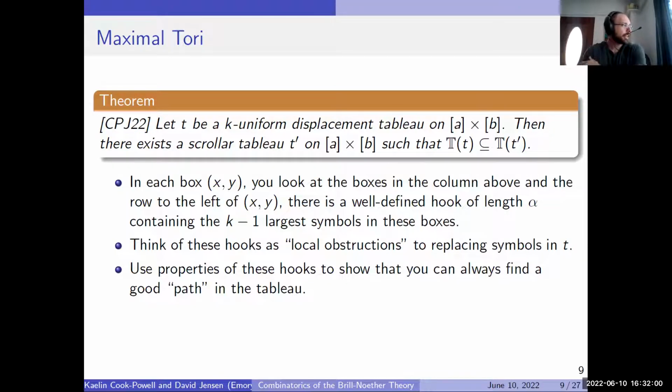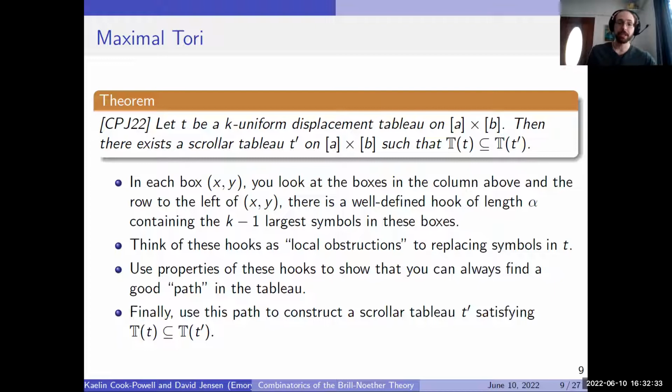So something that we did was saying, well, you can take these hooks and they have actually some really nice properties that allow you to move between them. You can find a path from, because we're writing in the English convention, the top left of the tableau down to the very bottom right, that will allow you to replace symbols without worrying about these obstructions, and you can do it in a uniform fashion.